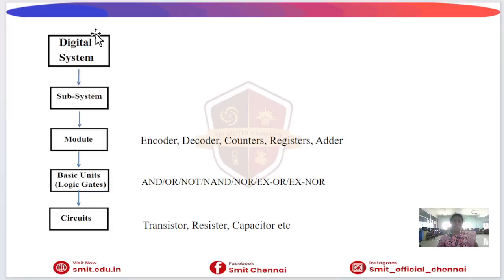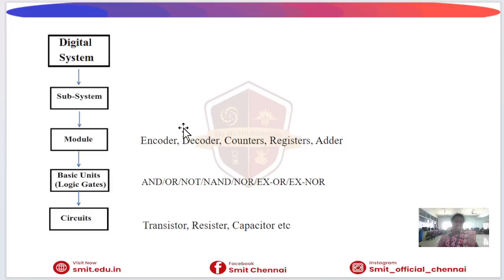Next is the subsystem, the logic gates. The logic gates include the AND gate, OR gate, NOT gate, NAND gate, NOR, XOR, and XNOR. In modules, we are using encoders, decoders, counters, registers, and adders. In the functional blocks, we have the adder, subtractor, encoder, and decoder. Before studying these circuits in detail, we must understand how numbers are represented inside a digital system, and that brings us to the number system.